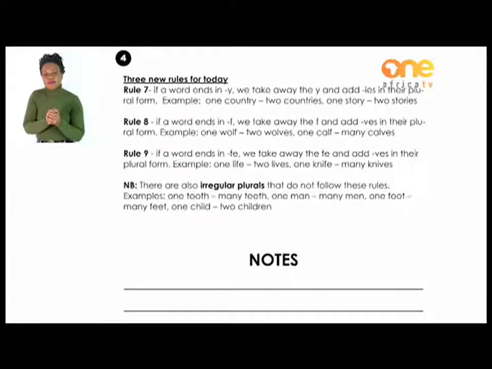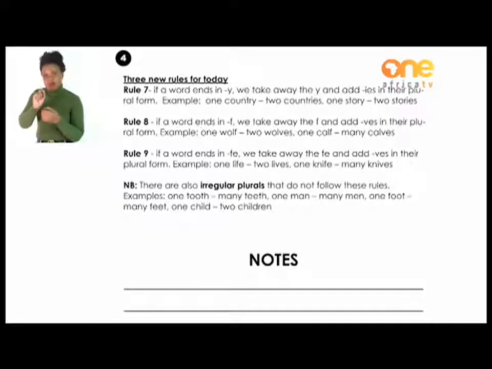Example number 1 is the wolf. It's ending with F. When there are many wolves, we have replaced the F. F is no longer there. We replaced it with VES. Calf, calves.